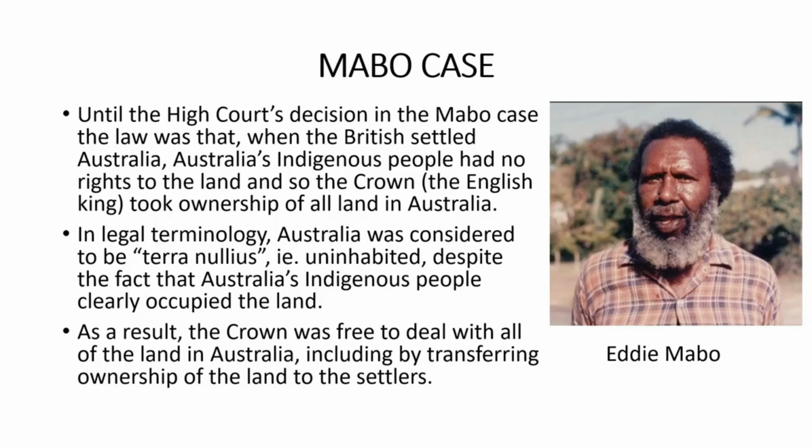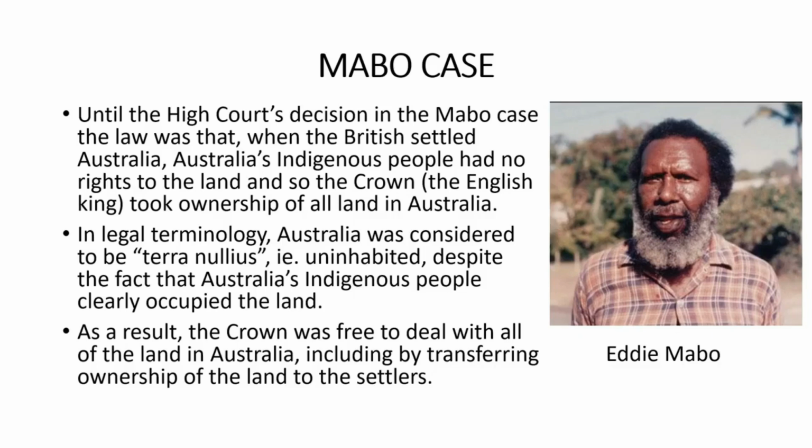Now we know that, as a matter of fact, Australia was not really uninhabited. On the contrary, Australia's indigenous people were already living on and using the land. However, the British took the view that Australia's indigenous people were savages who could not possibly have any rights to the land that they lived on. Put bluntly, the British treated Australia's indigenous people as being no more than wild animals like the kangaroos and emus, and kangaroos and emus clearly have no right to the land that they roam over.